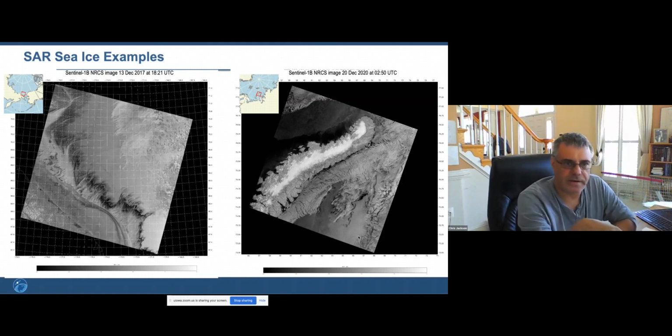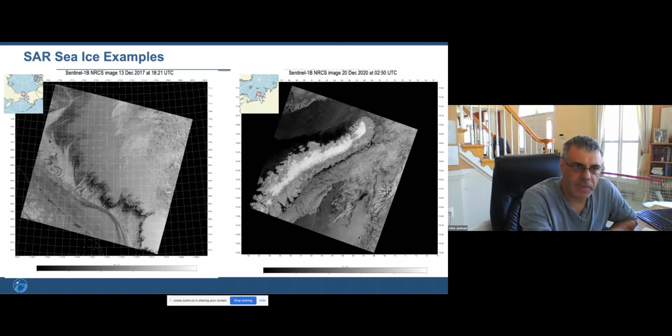On the left-hand side, there's a variety of ice types here off northeastern Russia. In the lowest left-hand corner of the image is land. Adjacent to the land is what's called landfast ice, which doesn't move too much. Just outside the landfast ice, we've got sea ice that's continuing to develop. The dark ice is sort of grease ice. It's very smooth. It probably has just formed. It's kind of just floating there on top of the ocean.